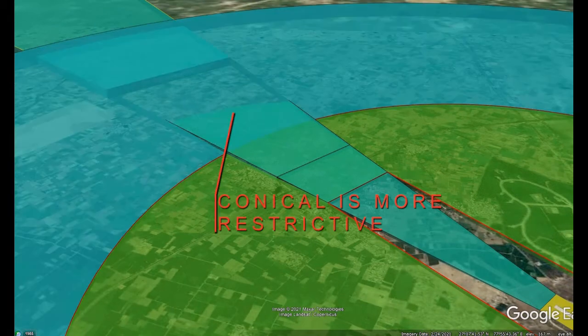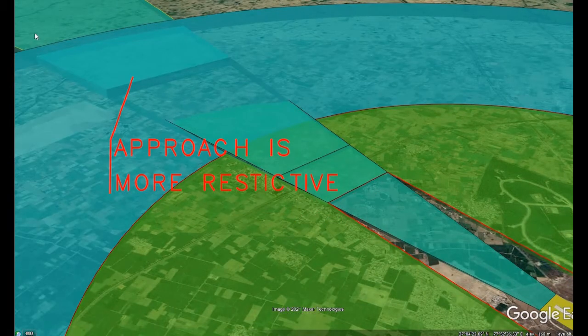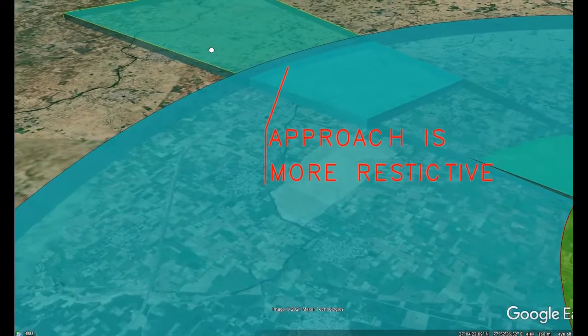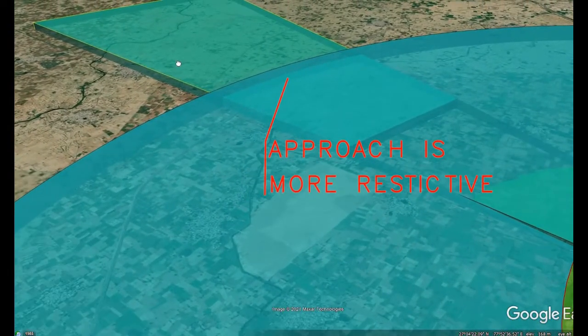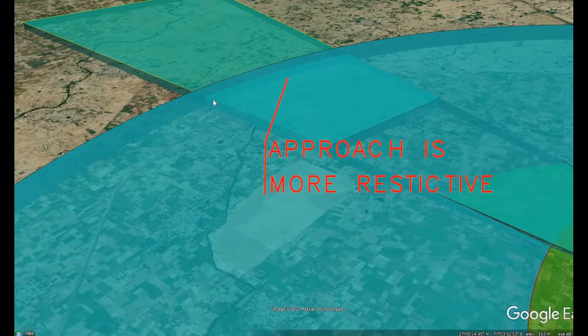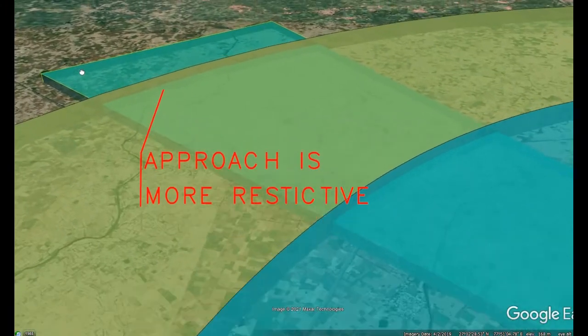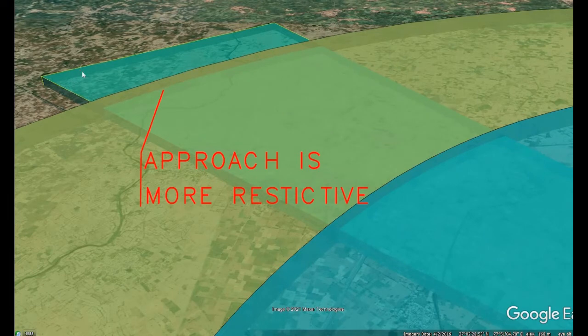Next comes the conical surface with the approach surface. The conical surface is more restrictive in some portions of the surface, whereas in the rest of the portions the approach surface is more restrictive. Thereafter comes the outer horizontal surface with the approach surface, where it can be clearly seen that the approach surface is most restrictive, which should be kept in mind.